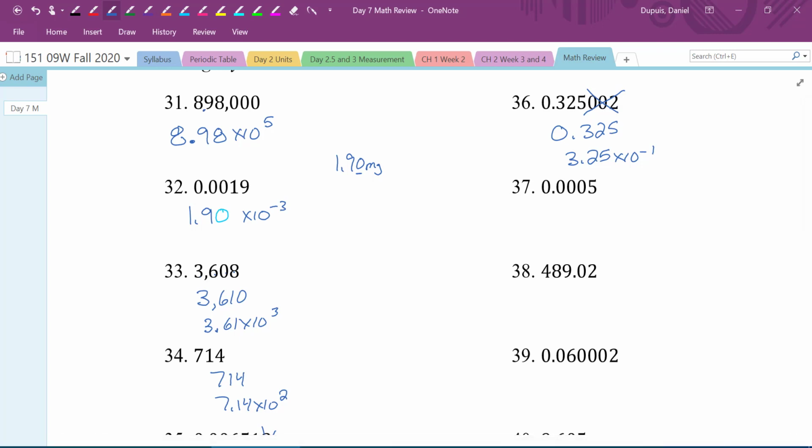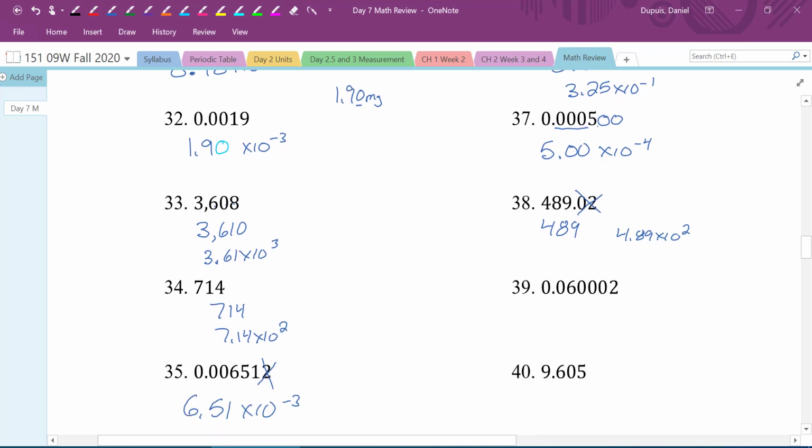Now 37, I would use scientific notation. 5.00. I have to add 2 zeros to get sig figs, because these are placeholders. They do not have data. Times 10 to the minus 4. Okay. 38, I would simply write 489. Now, could you do 4.89 times 10 to the 2nd? Sure. Either one. 39. 3 sig figs. 1, 2, 3.